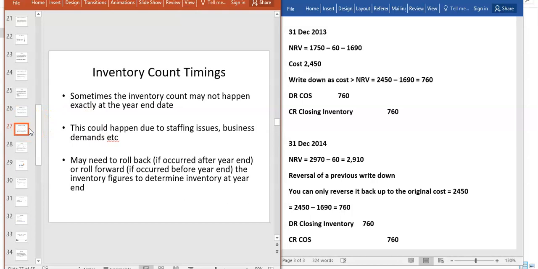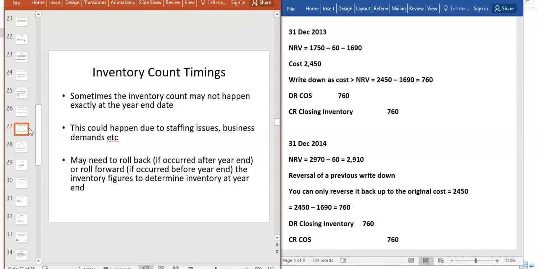All right. One small thing that is more for practice, and you'll deal with this in auditing of inventory as well, is inventory count timings. This does come up in a couple of exam questions as well. Sometimes the inventory count may not happen exactly at the year end. And that can happen because of staff shortages, businesses are busy at the year end, and for practical reasons then, the inventory count may happen 2 or 3 days beforehand or 2 or 3 days afterwards. And you can't just use inventory on the 29th of December or inventory on the 3rd of January in the financial statements. It must be the inventory that's there at 31st of December.